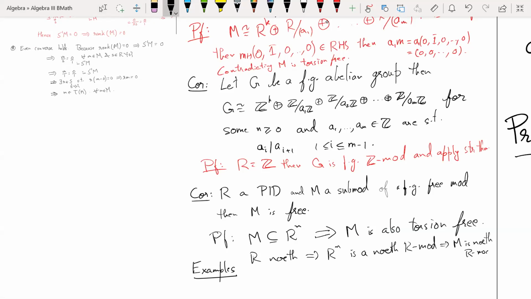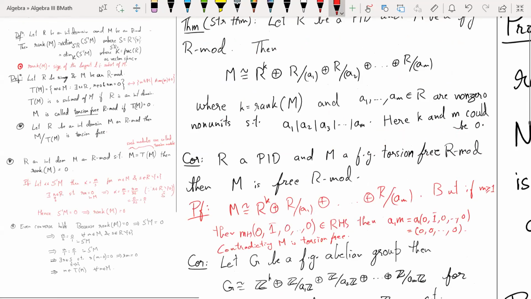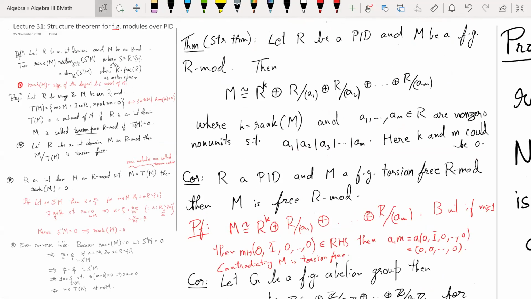A submodule of a Noetherian R module is again Noetherian and hence finitely generated. Hence M is a finitely generated R module. So now you can apply the previous corollary. Okay, so these are some straightaway consequences of this structure theorem.